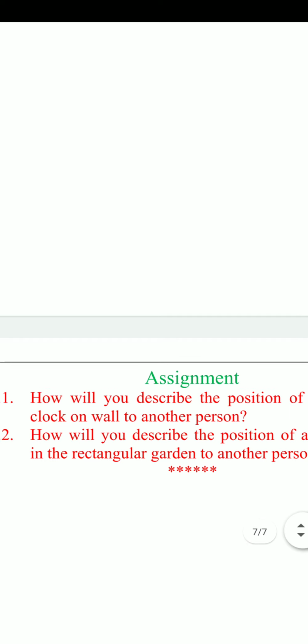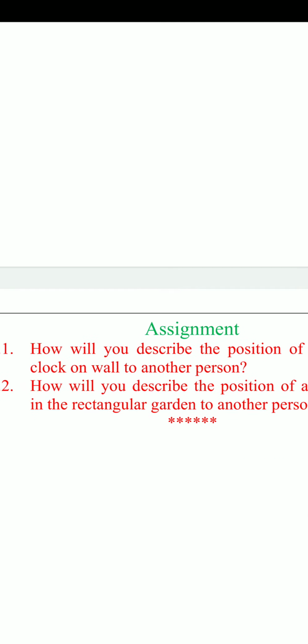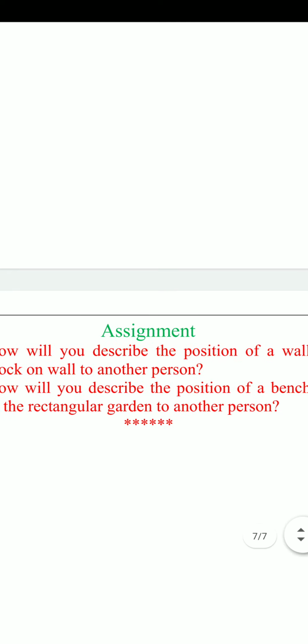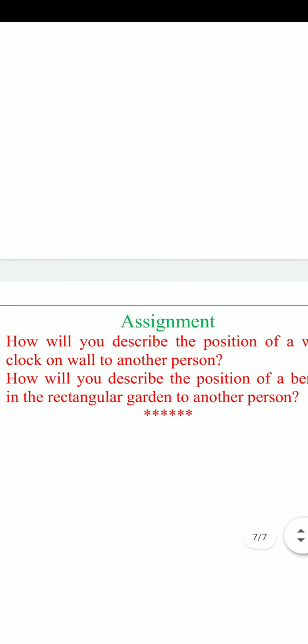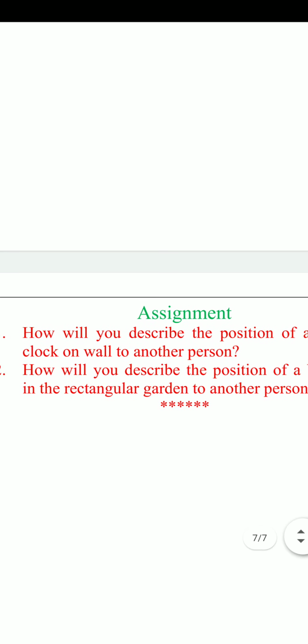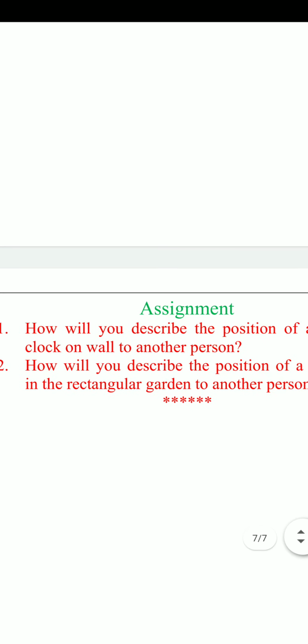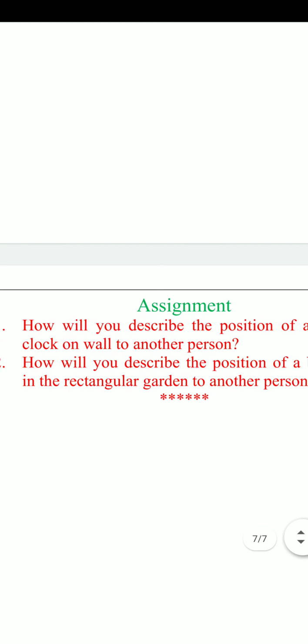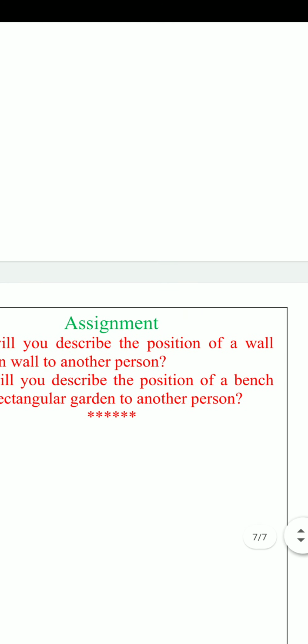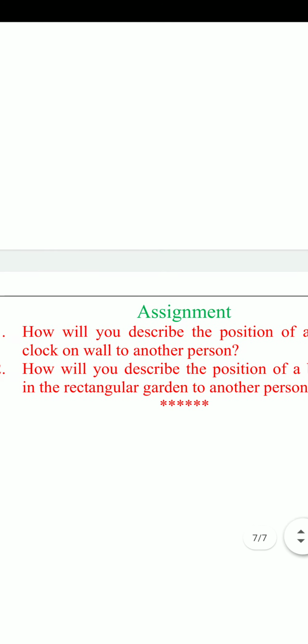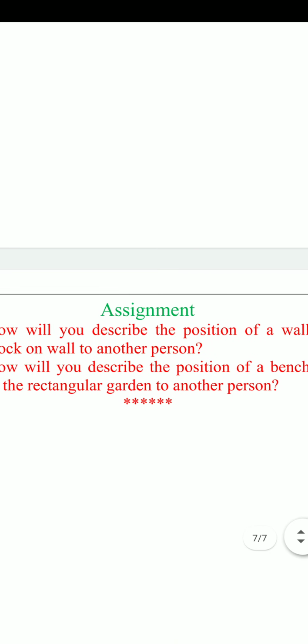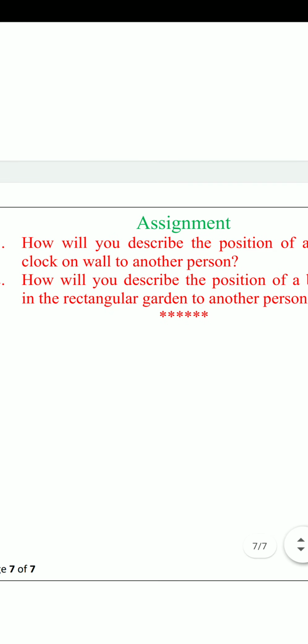Now these are the two assignment questions I have given. You have to solve them. First, how will you describe the position of a wall clock on the wall to another person? The second, how will you describe the position of a bench in a rectangular garden to another person? So these two questions you have to solve.